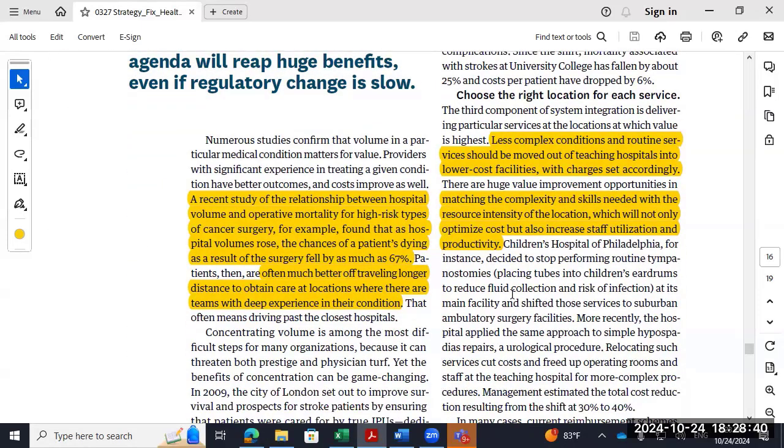Less complex conditions and routine services should be moved out to teaching hospitals and the lower care facilities with charges set accordingly. So you don't need the best surgeon in the world doing the minor things, and you don't want a new surgeon doing the most complex things. So you match those up to the right location. Matching the complexity and skills needed with resource intensity will not only optimize cost, but also increase staff utilization and productivity. Again, you have to have one massive organization to do that because you have to coordinate all of the stuff across location and across care.